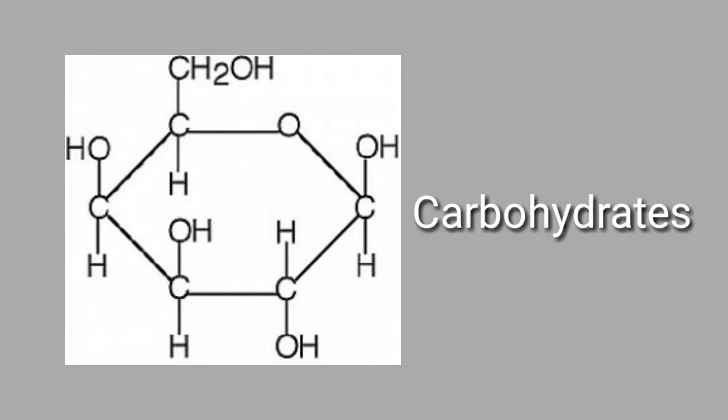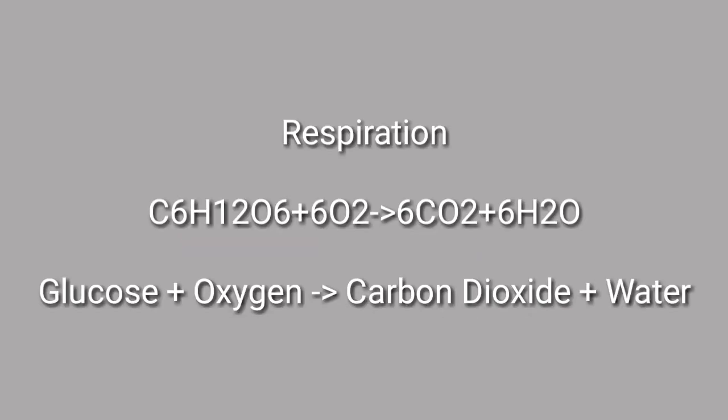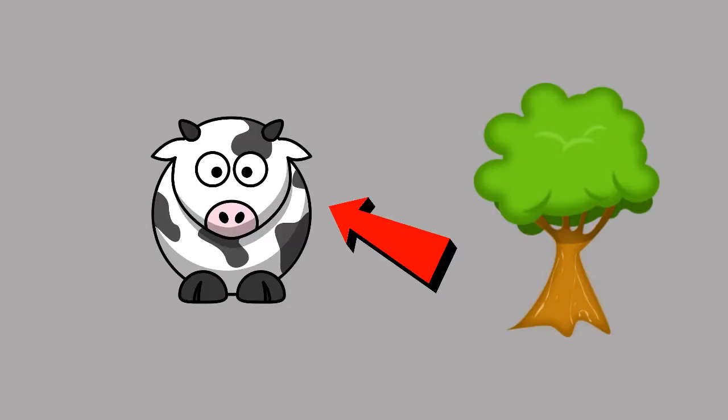During photosynthesis, carbohydrates are formed, another form of carbon. Plants can also release carbon dioxide back into the atmosphere through respiration. The chemical formula for respiration is C6H12O6 + 6O2 into 6CO2 + 6H2O, or glucose plus oxygen into carbon dioxide plus water. It's essentially the reverse of photosynthesis.